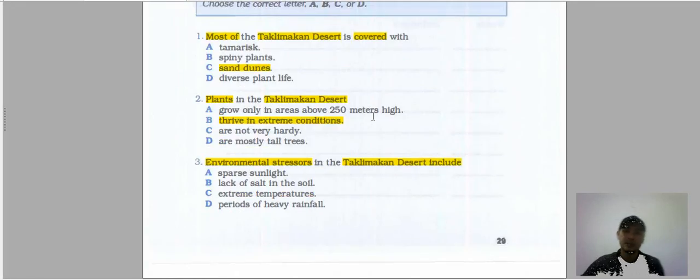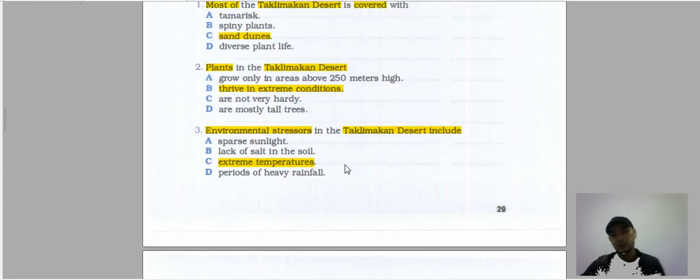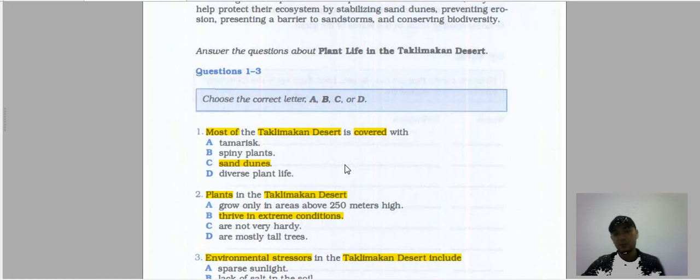And let's look at this. Answer is sparse sunlight, no. Lack of salt in the soil, no. And here extreme temperatures. And extreme temperatures are scorching summer and frigid winter. That means scorching summer is very hot summer and boiling summer, right? What about the frigid winter? The winter is very freezing, right? Very harsh condition in winter you can observe. And that's all in this first exercise in the first section of questions from 1 to 3, my friends.